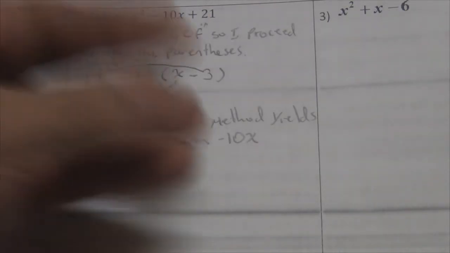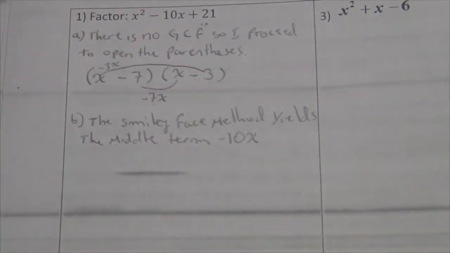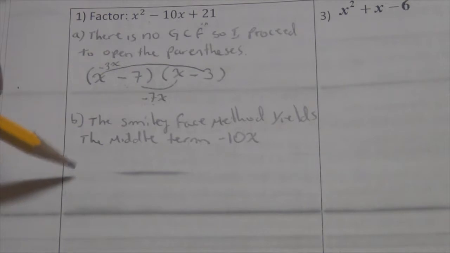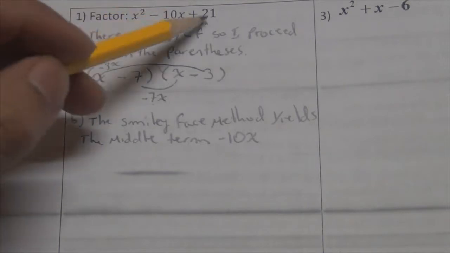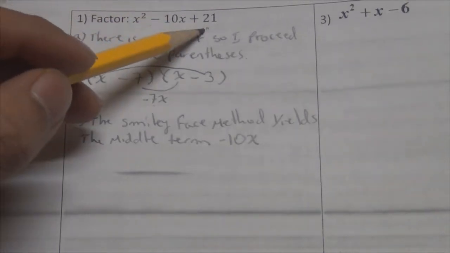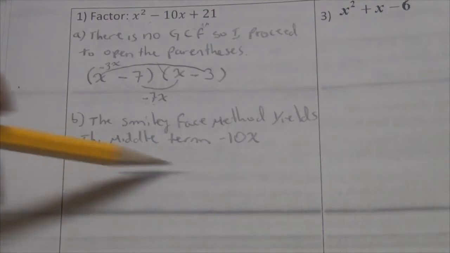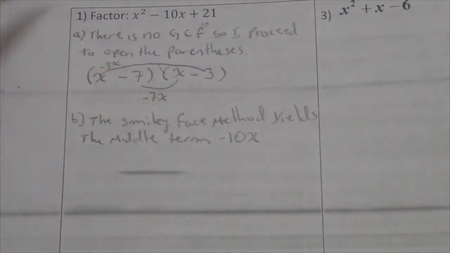Oh my God, I forgot. Yeah. Okay, I got you. All right, and that's how it works. You could also say, I could have chosen 21 and 1 as my factors, but then when I did the smiley face, I would not get negative 10x. See that? All right then.